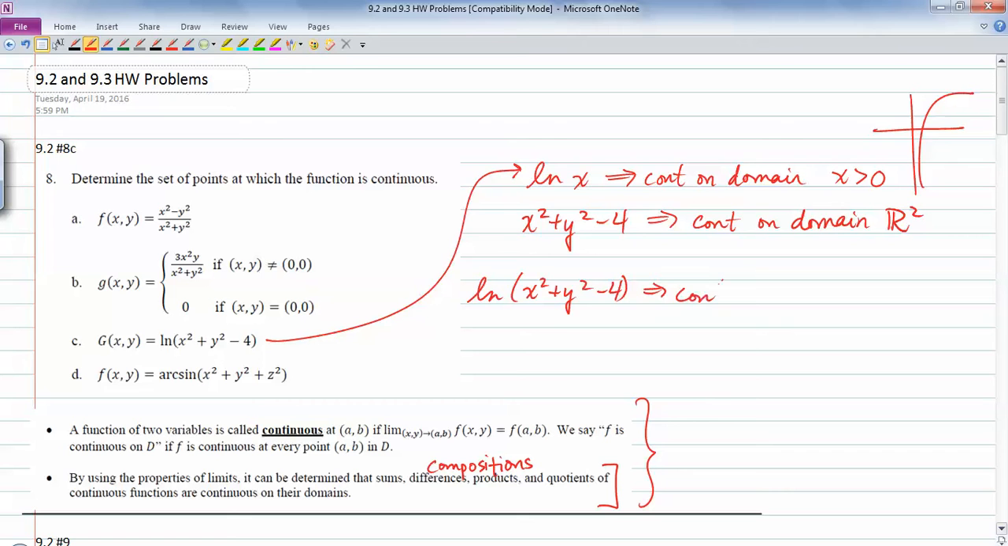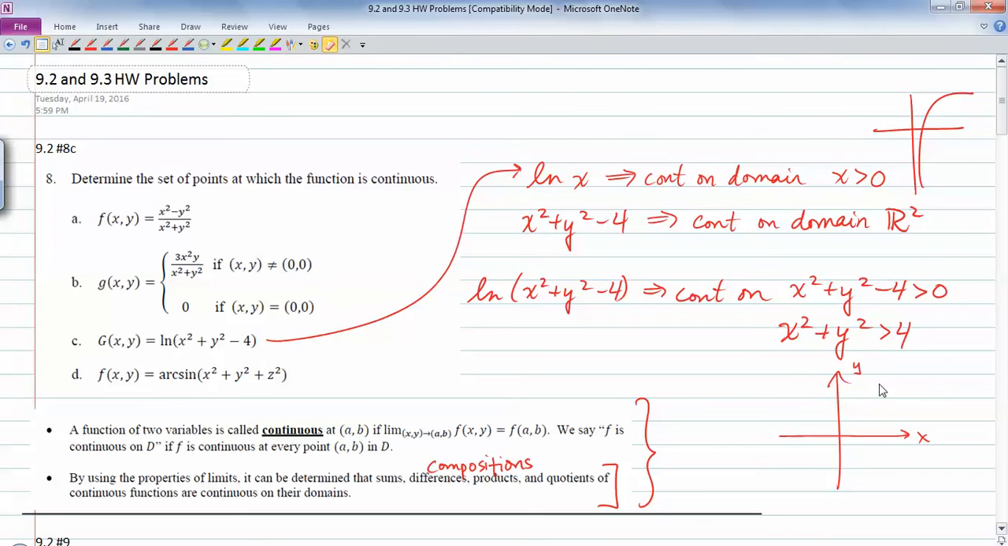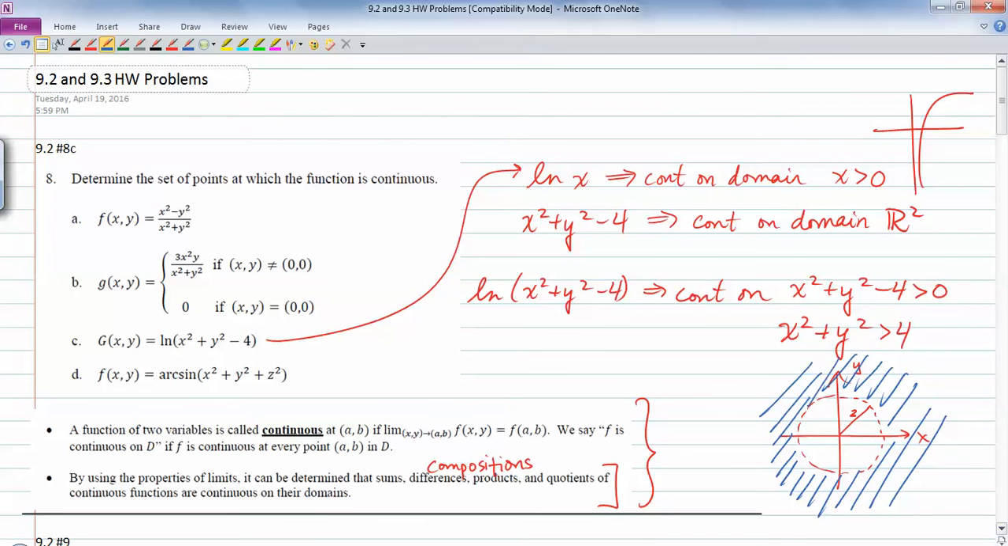which should be: x squared plus y squared minus 4 has to be positive, which, if we think about it, is the same thing as x squared plus y squared has to be greater than 4. If we think about the boundary of that in R2, that's x squared plus y squared equals 4. That's a radius 2 circle, but it's actually greater than that, so I'm going to do a dotted circle here. Radius is 2. And since it's greater than 4, it's actually everything outside the circle. So we would shade everything outside that circle in the xy plane. And those are the points at which the function is continuous.